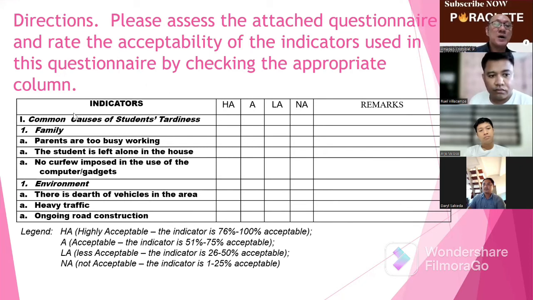So you have number 1, the major variable, causes of student tardiness as an example. And then your sub-variable, the family environment. And then there are at least 3 indicators under each sub-variable. So what the experts will do, they will just check which column is the assessment of each indicator. So HA will be highly acceptable. The indicator is 76 to 100% acceptable.